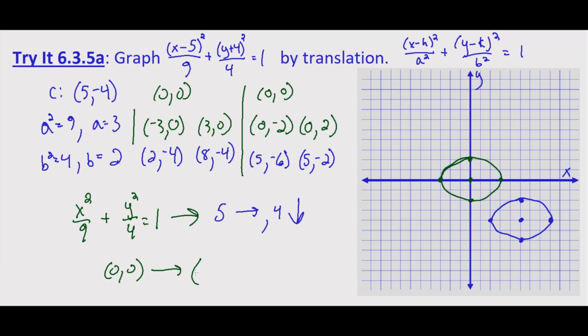That's because our center was originally at the origin, (0, 0). But then the center of the given equation is at (5, -4). So essentially we translated the vertices 5 units to the right and 4 units down, and that translates the entire ellipse from the ellipse with the same a and b that is centered at the origin.